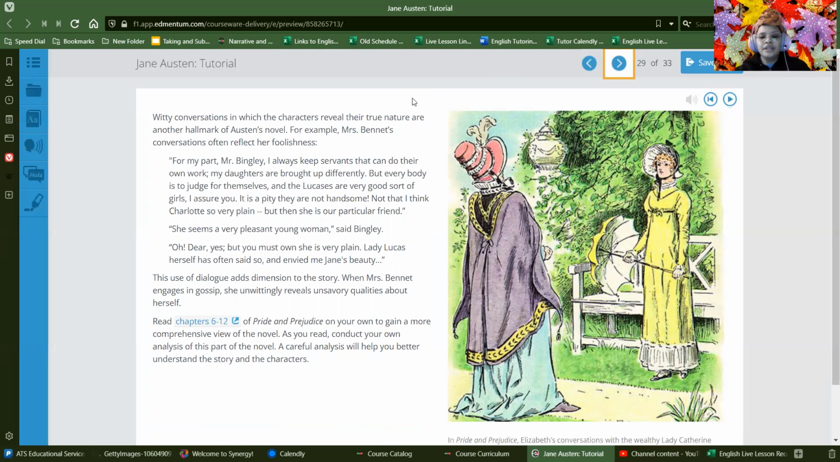So here on this slide, 29, they talk about witty conversations. In this story, a lot of the information you learn about people and what they think and how they feel about things happens in private conversations. So there's a lot of dialogue, conversations going back and forth with these characters. For example, they say Mrs. Bennet's conversations often reflect her foolishness.